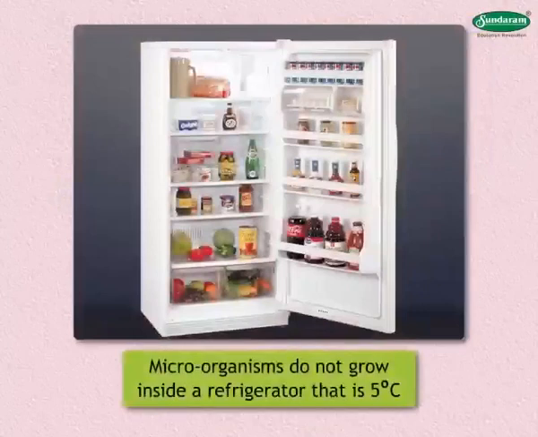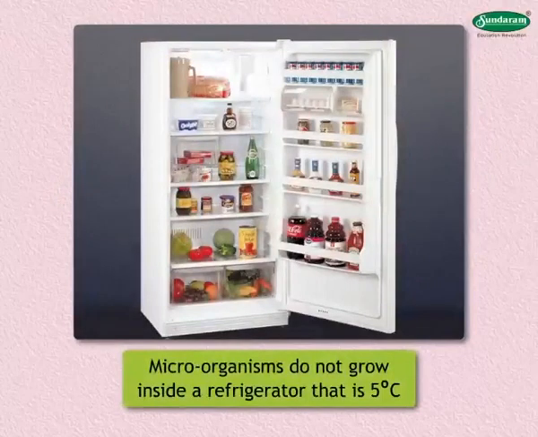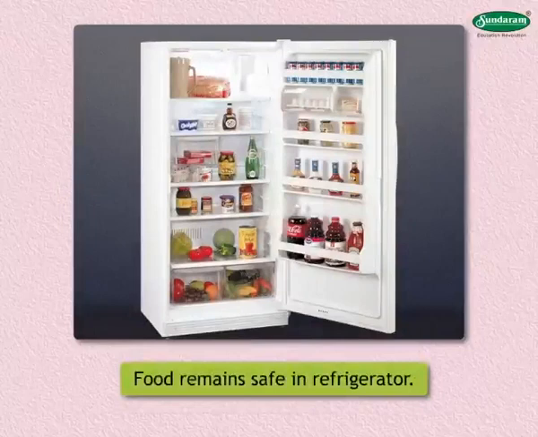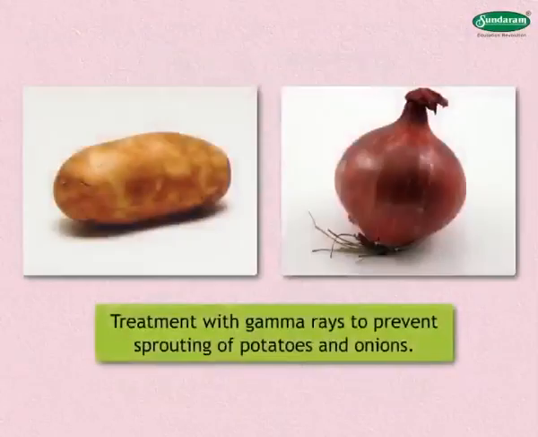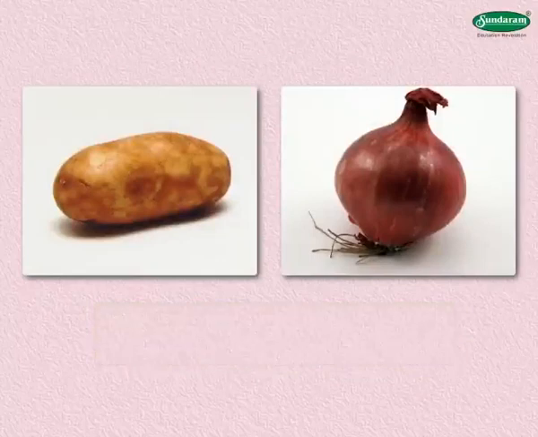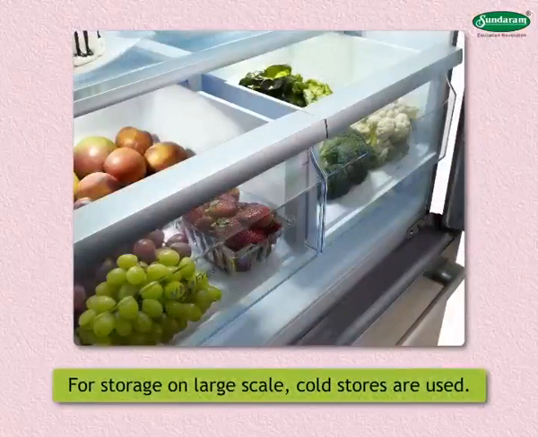Microorganisms cannot grow at the temperature inside a refrigerator, that is, at 5 degrees Celsius, and food remains safe in it. Nowadays, to prevent wastage of potatoes and onions due to sprouting, they are treated with gamma rays. It is called food irradiation. For storage of leafy vegetables, fruits, etc. on a large scale, cold stores are used.